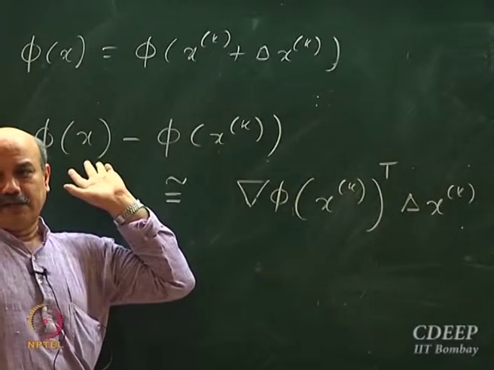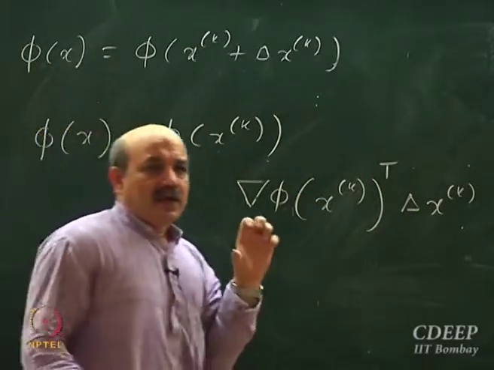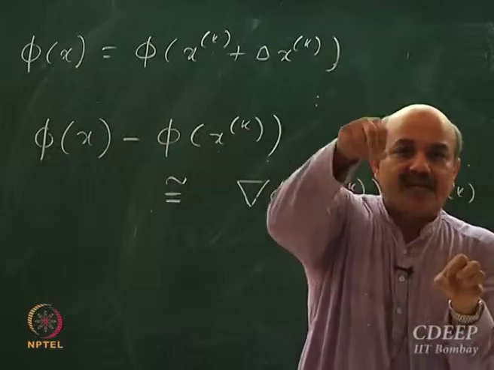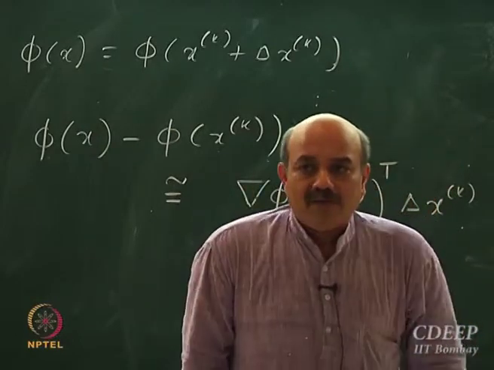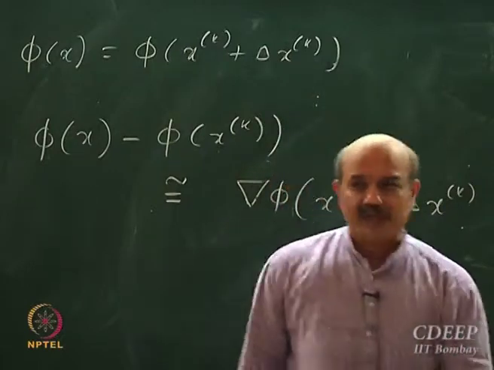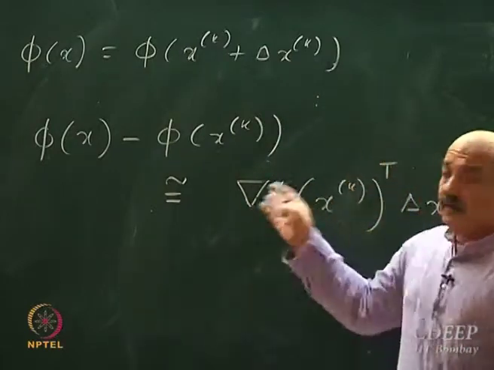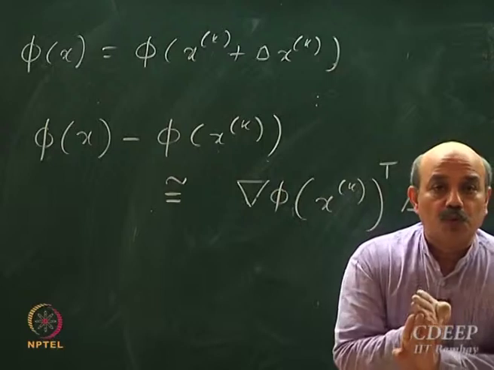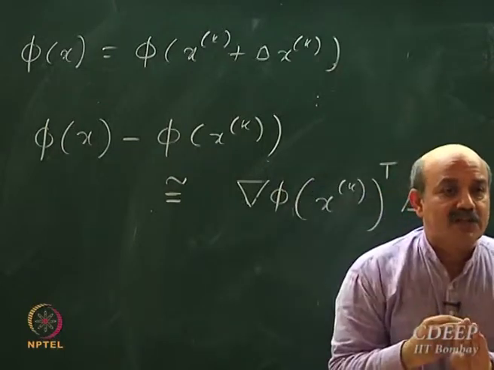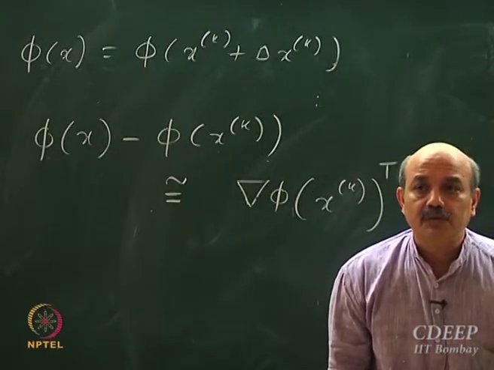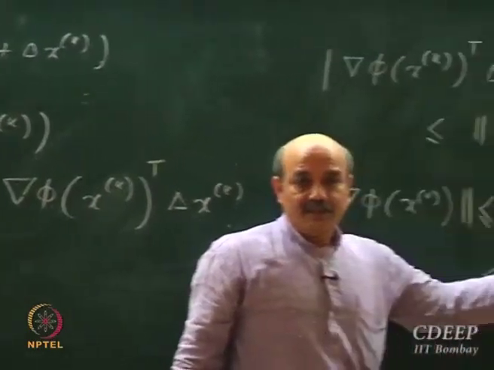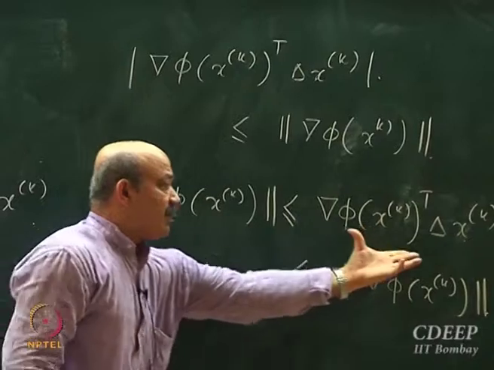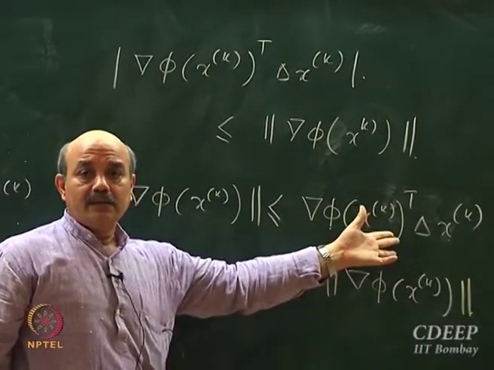I have taken it on the left hand side. See, if I move away from xk to some new x, which direction should I move if I want to decrease the function? I should move along the negative of the gradient direction, because what is the smallest value this can take?